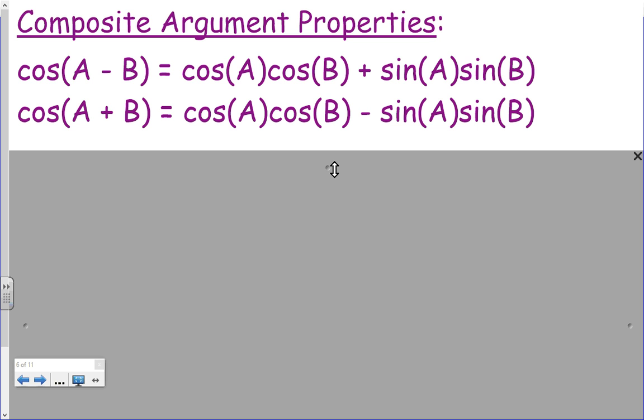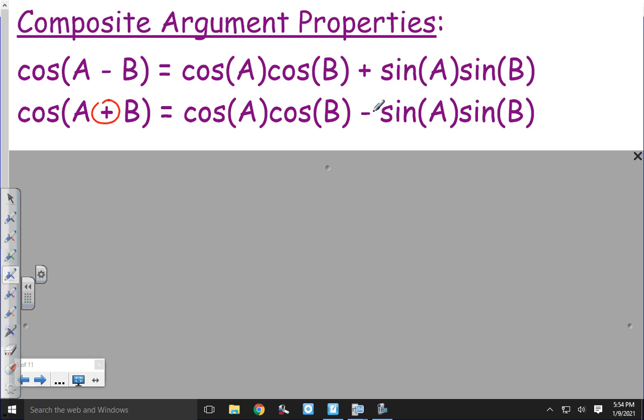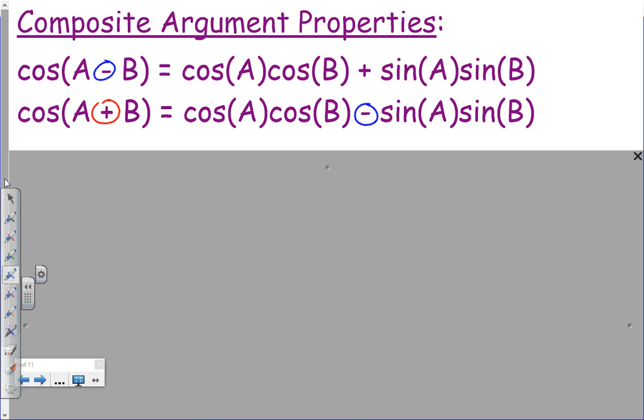There also is a composite argument property for cosine of a plus b. If you change that to addition there, cosine of the quantity a plus b, it turns out that you end up subtracting these two quantities. So it's the cosine of a times the cosine of b minus the sine of a times the sine of b. With cosine, realize that the sign changes there when you look at the property there on the left side versus the right side. That is, it starts out with addition here, but changes over to subtraction here. Or it's subtraction over here, and it switches to addition over here. Just remember, with cosine, it changes the sign there.